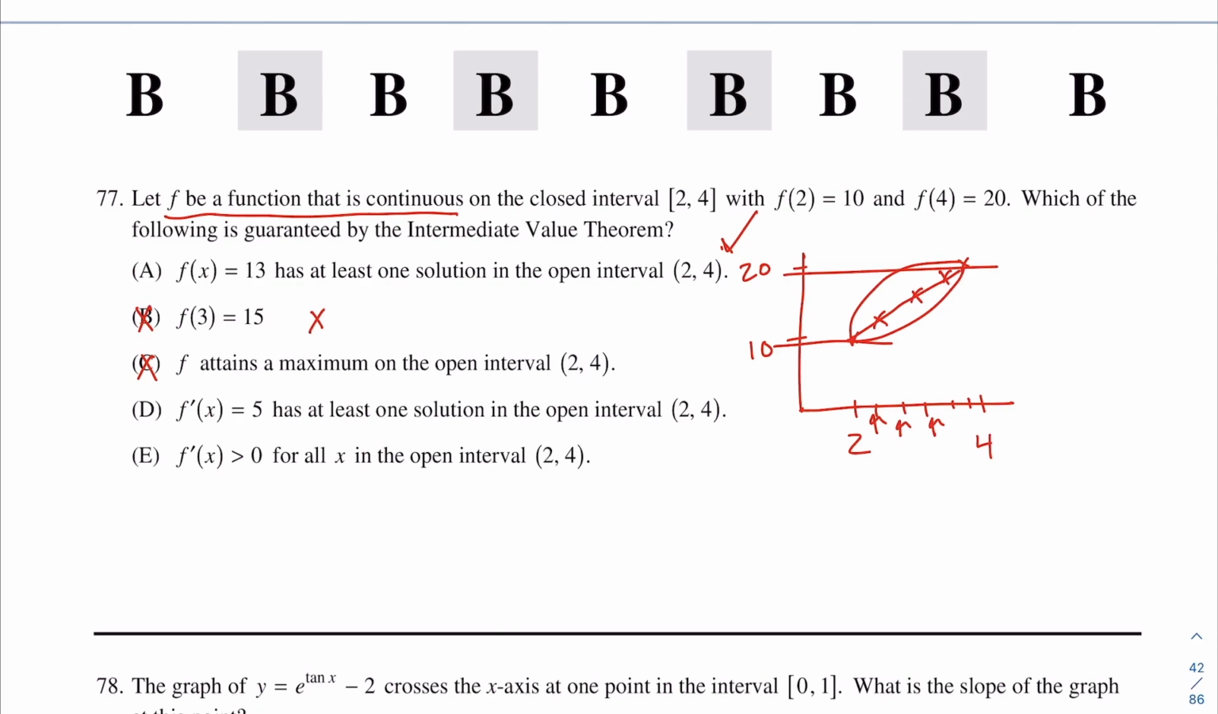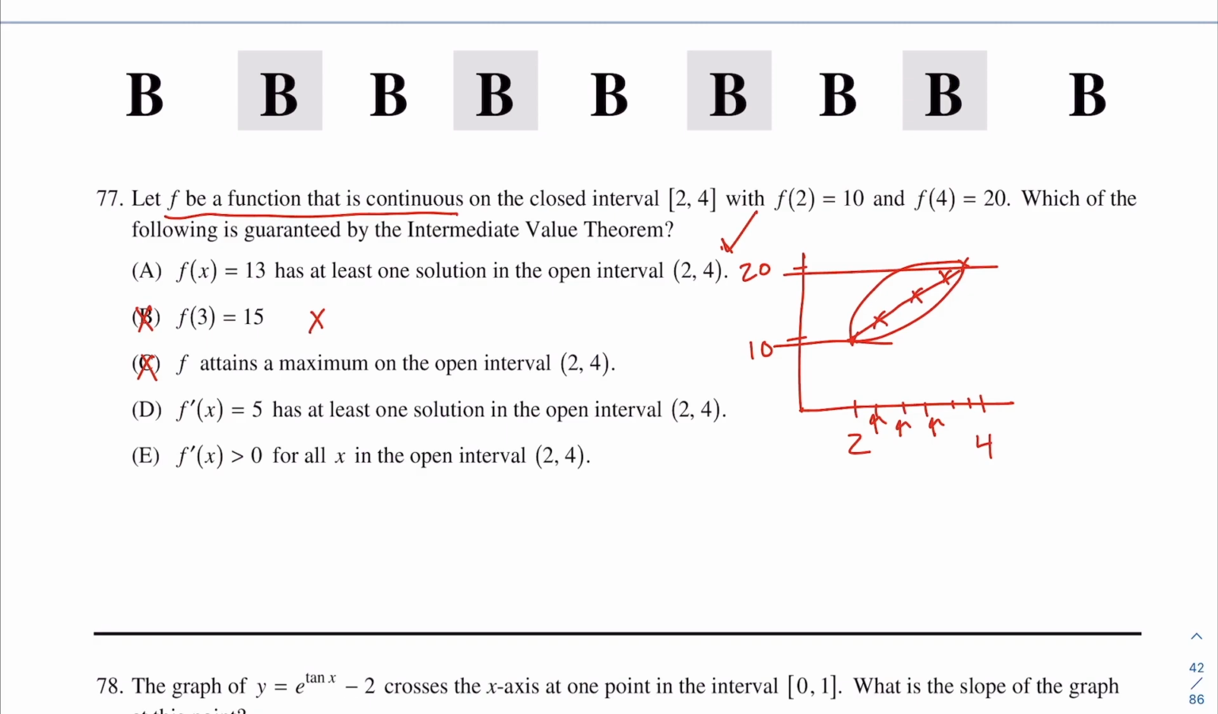D, f prime of x is equal to 5 has at least one solution in the open interval 2 to 4. So we should be careful. Now they're talking about the derivative of f. So they're saying that on this interval, there is some point that has a slope equal to 5. Well, we also can't say this to be true because it could be 4.9 or 5.1 or any value in between. It doesn't have to be equal to exactly 5.